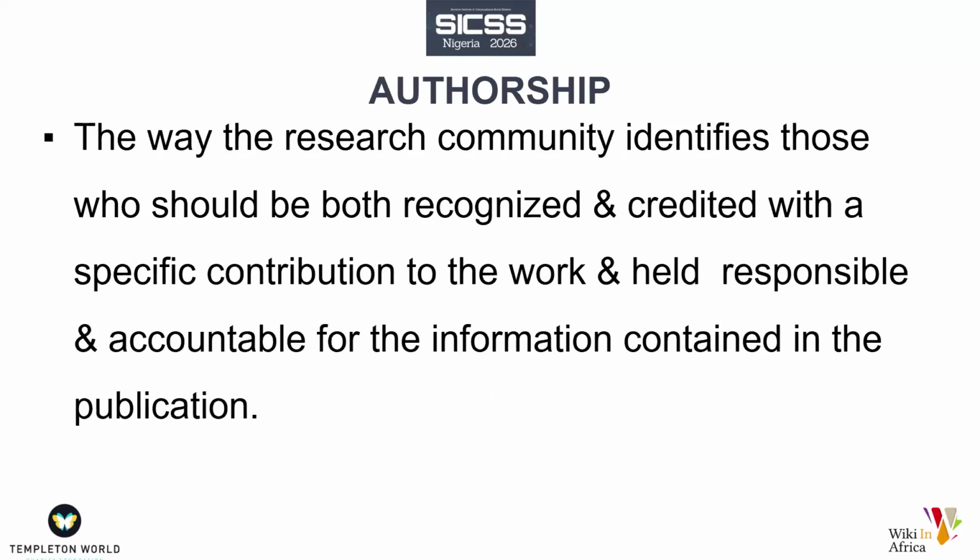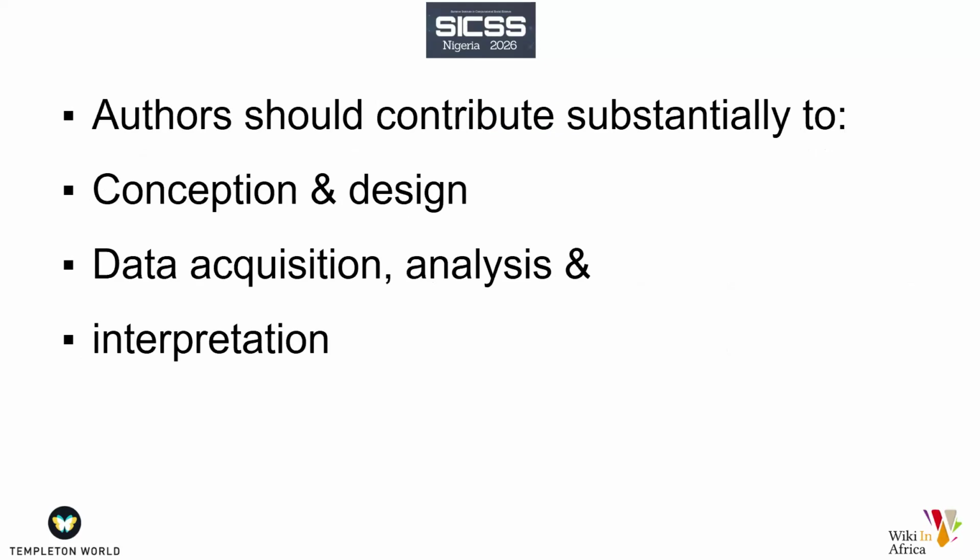Now, authorship, very important. Who is an author of a scientific publication? This is actually very important, and you will realize why when we move on. Authorship refers to the way the research community identifies those who should be recognized and credited with a specific contribution to the work, and held responsible and accountable for the information contained in the publication. That's who is referred to as an author.